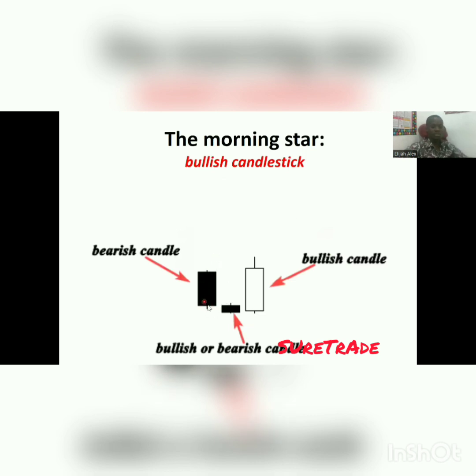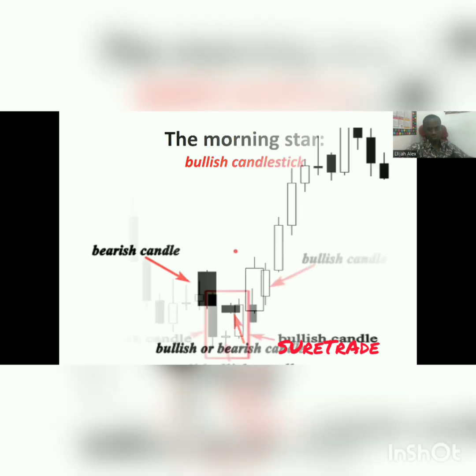the first candlestick is always a bearish candlestick, followed by a small candlestick, and it has to be a very small candlestick. It could be a bullish candlestick or a bearish candlestick. But mind you, the third candlestick must be a bullish candlestick for it to be identified as the morning star. So this morning star always occurs at the support level or the end of a downtrend.